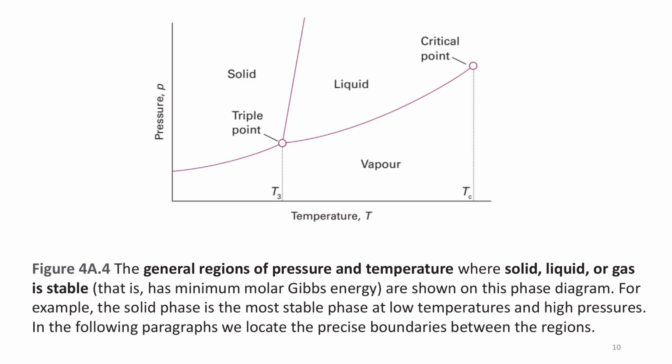Now imagine following a path of constant pressure from low to high temperature. Depending on whether the pressure is above or below the triple point pressure, the substance may melt and then boil, or it may sublime directly from solid to vapor. Reading a phase diagram is therefore reading the sequence of equilibria along a chosen thermodynamic path.